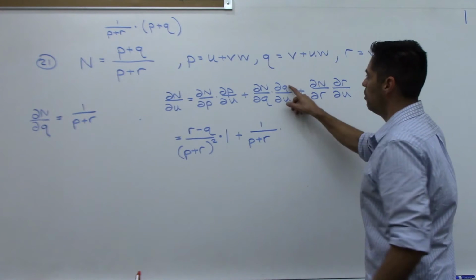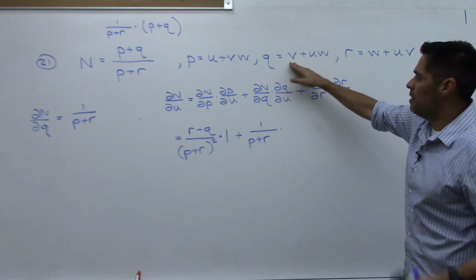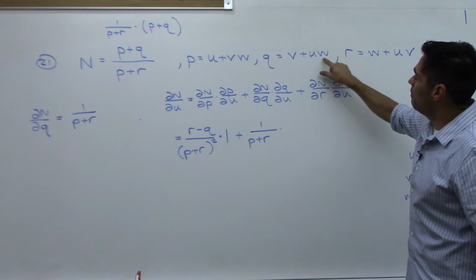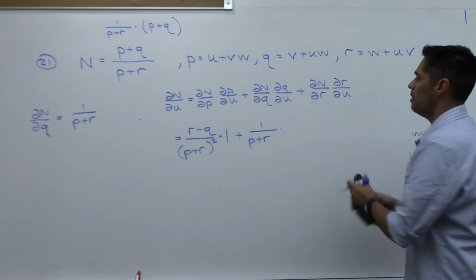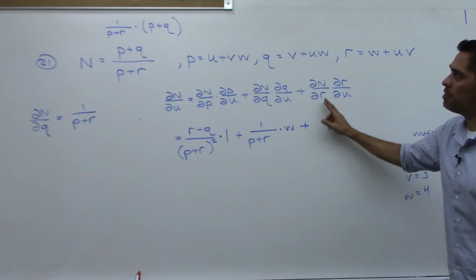Times, now partial of Q with respect to U. So partial of Q with respect to U, the derivative of V is 0 because it's a constant. Here U is our variable, W is a constant. The derivative of U is 1 times W, so just W. Plus partial of M with respect to R.